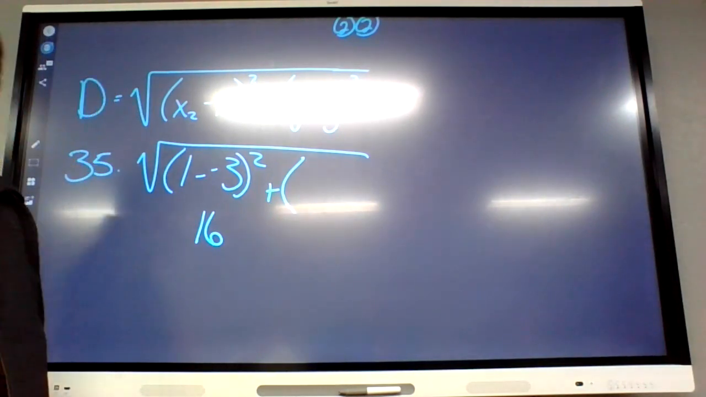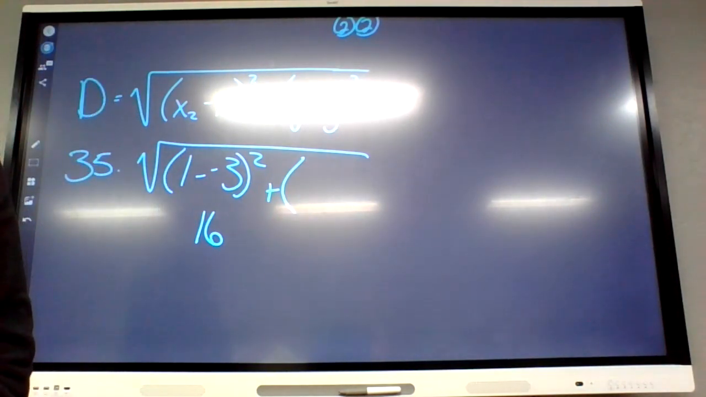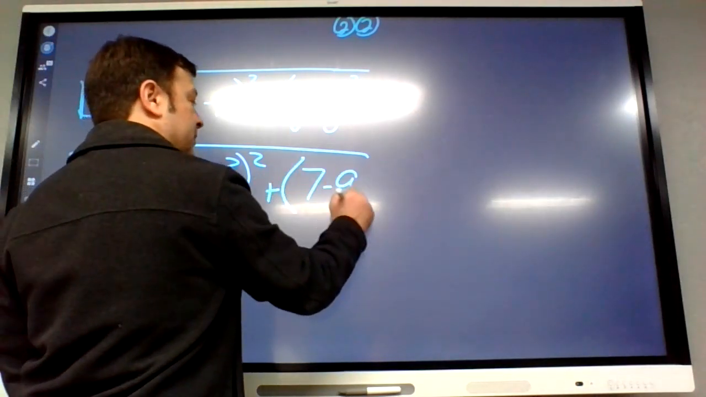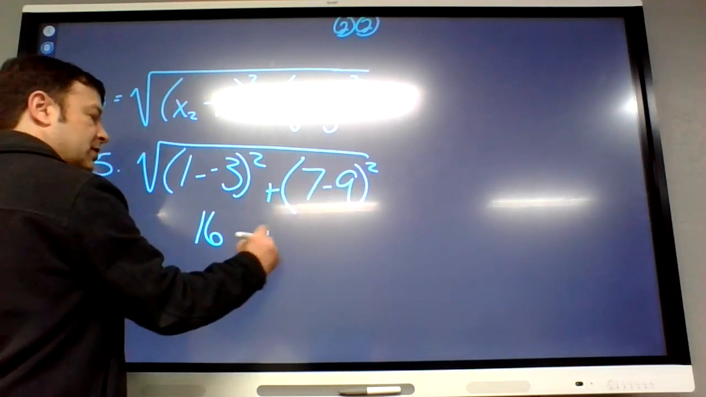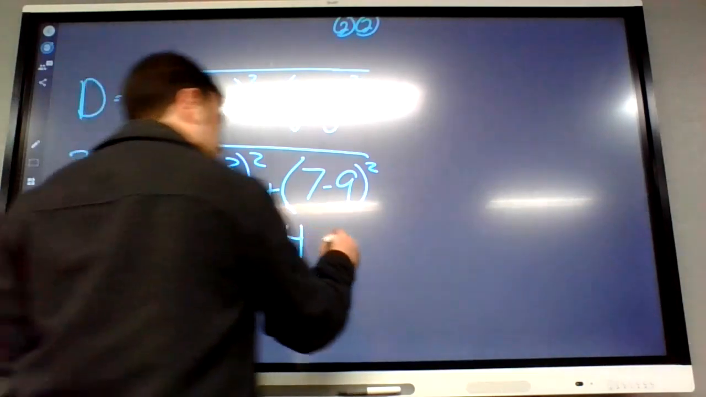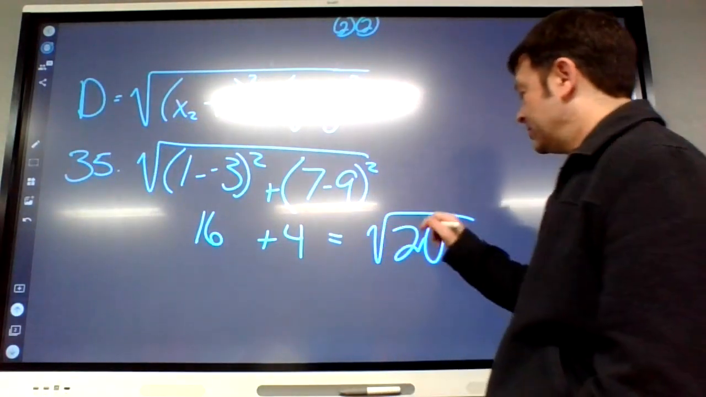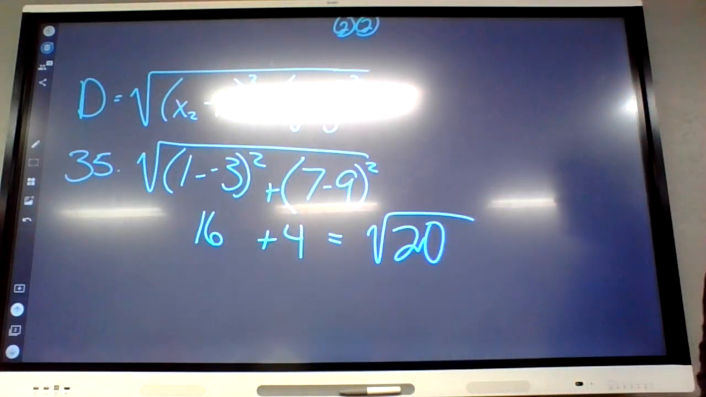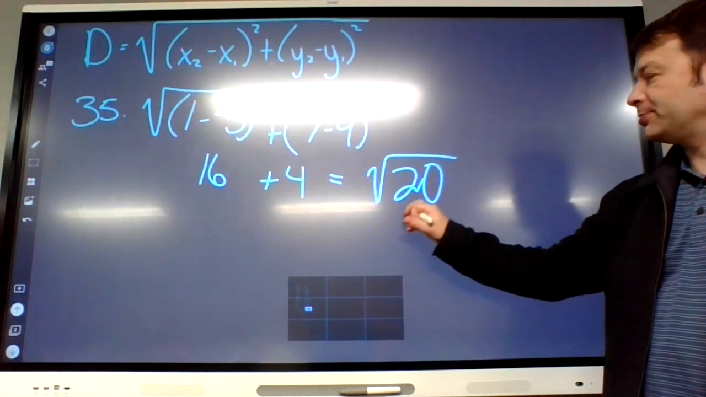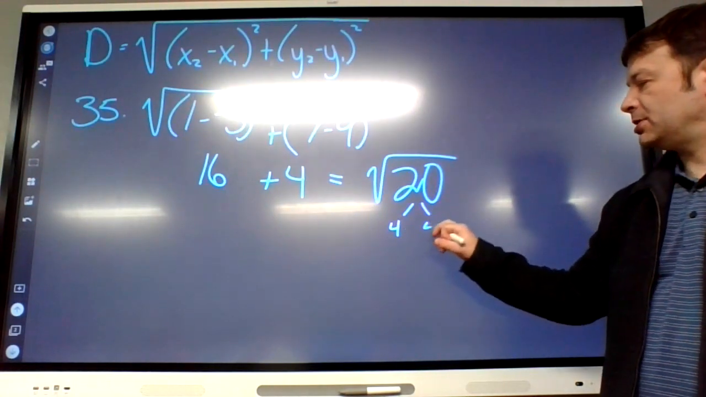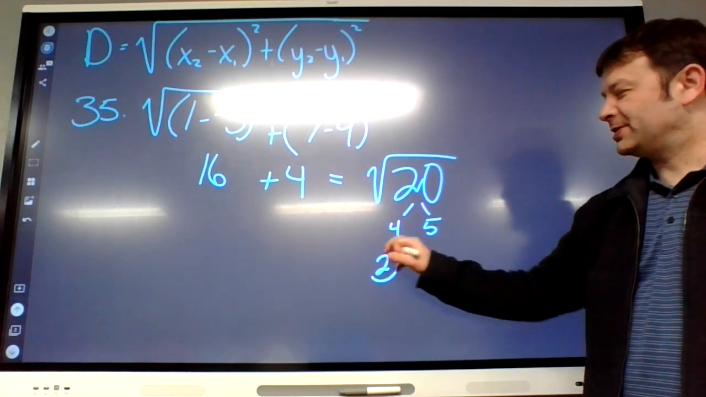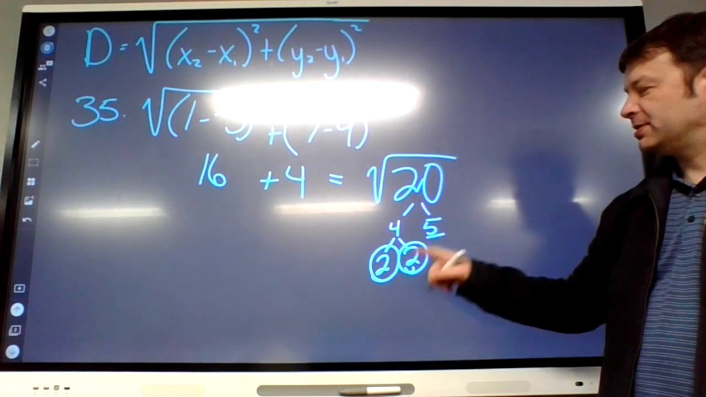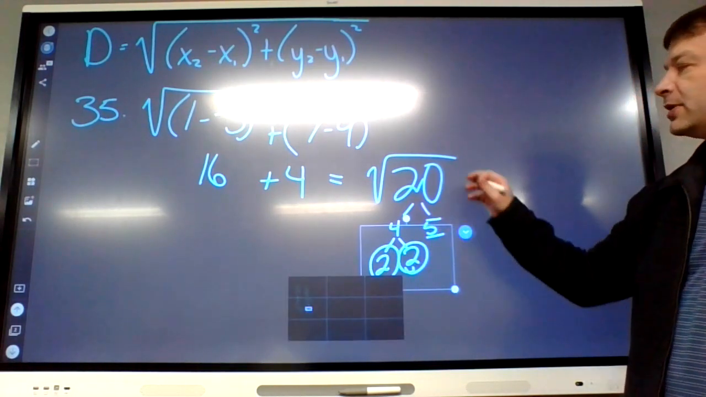Okay, and the y values on number 35 are 7 and 9. So 7 minus 9 squared is negative 2, squared is 4. So don't forget this is all under the square root. And what does square root of 20 simplify to? 5. No. Simplifies to 2 square root of 5.